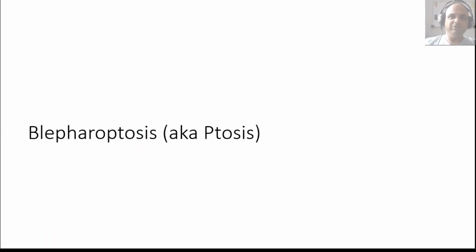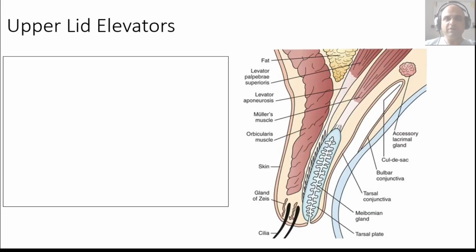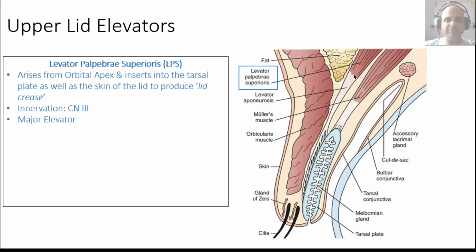Now we are going to move on to our final lid malposition, which is ptosis or blepharoptosis. It's the most important one as well. Before we talk about ptosis, let's just quickly go over the upper lid elevators. We had levator palpebrae superioris, which arises from the orbital apex. It inserts into the upper lid skin as well as the tarsal plate.